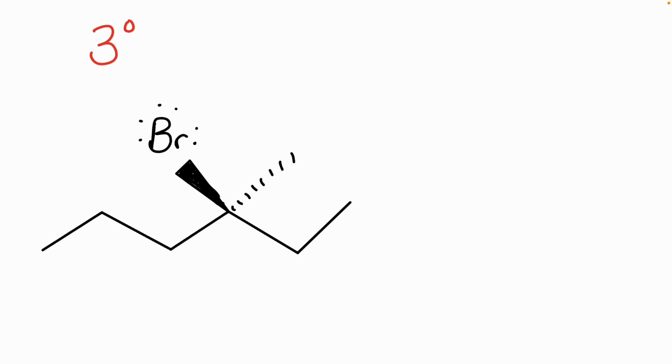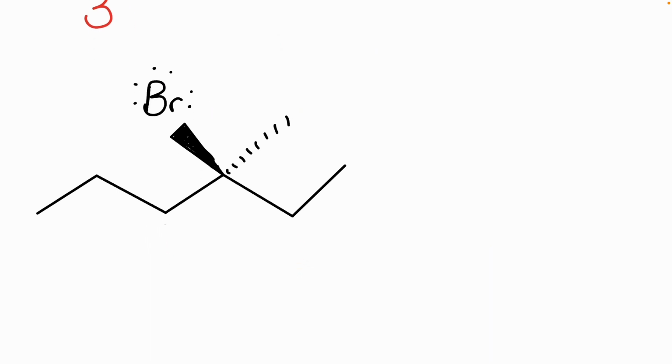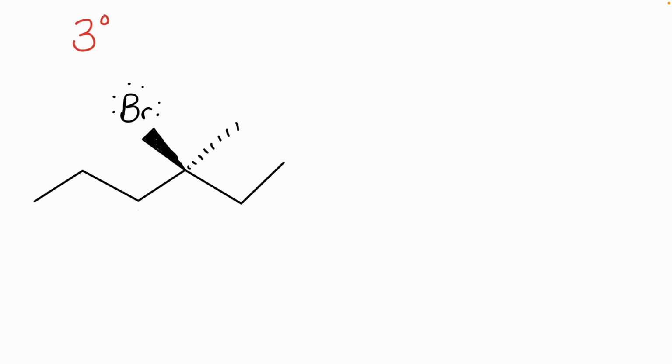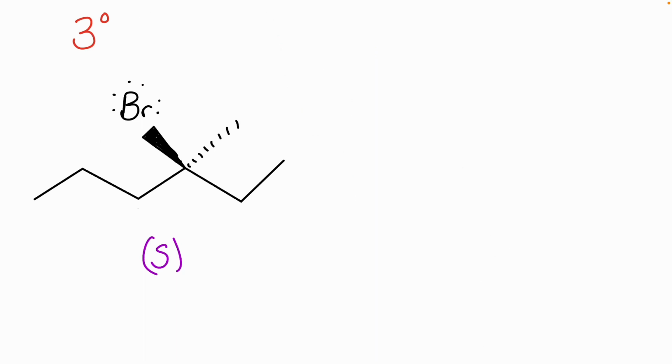All right, finals are right around the corner. Don't let it leave your brain just yet. You need it for a little bit longer here, all right? My bromine is my first priority. Second, third, and then in the back would be fourth. So now I'm connecting these in a counterclockwise way. So which stereoisomer is that? S. All right, my lowest priority group is in the back, counterclockwise. So we have the S stereoisomer.